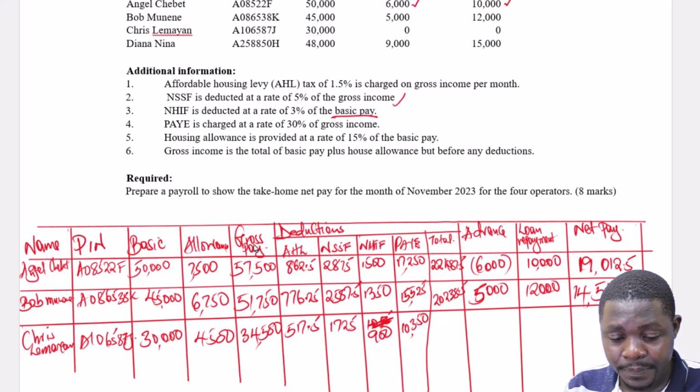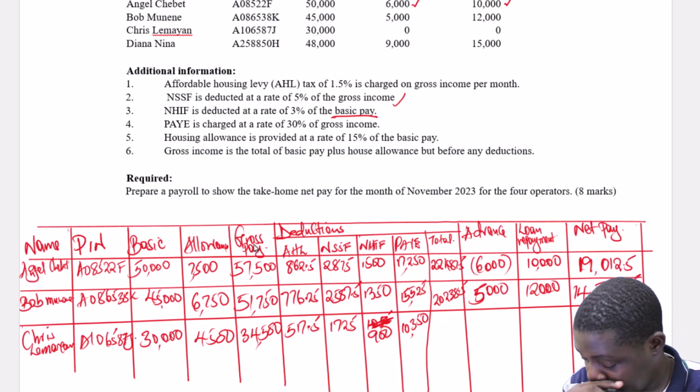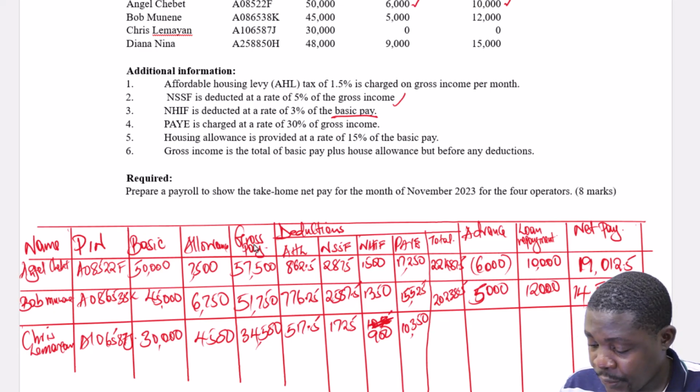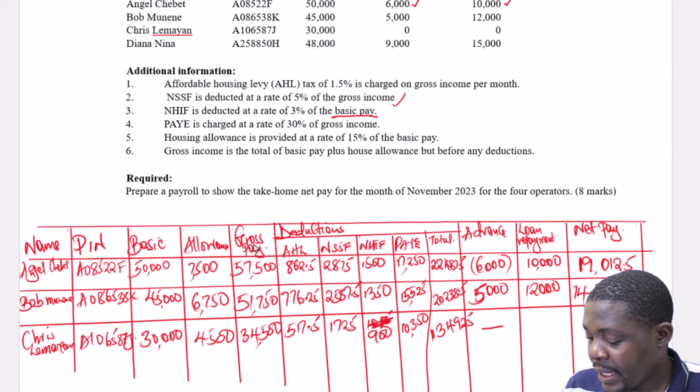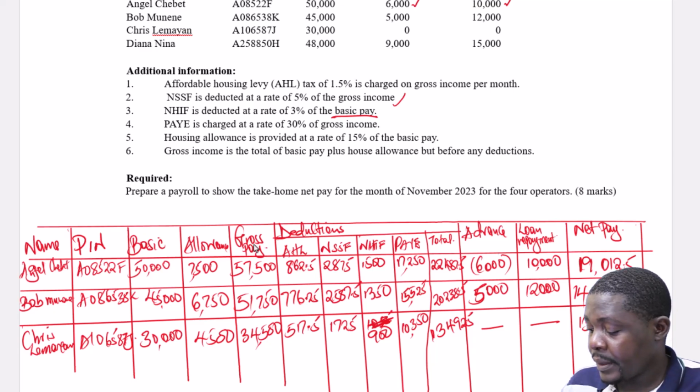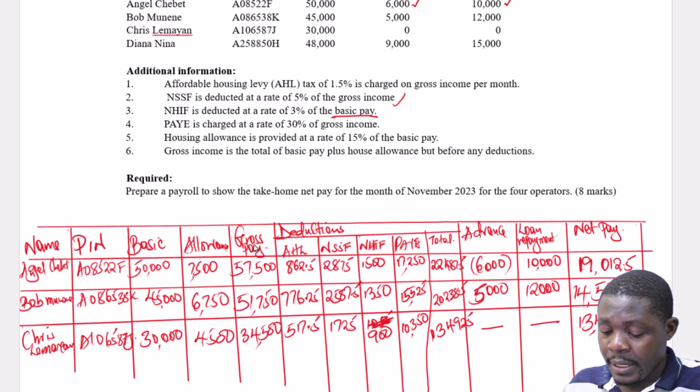517.5. The total deductions amount to 13,492.5. Did he have a loan? No. Advance? No. Loan repayment? No. Now whatever he took at the end of the day, it was 13,492.5. That's the money Chris took home.